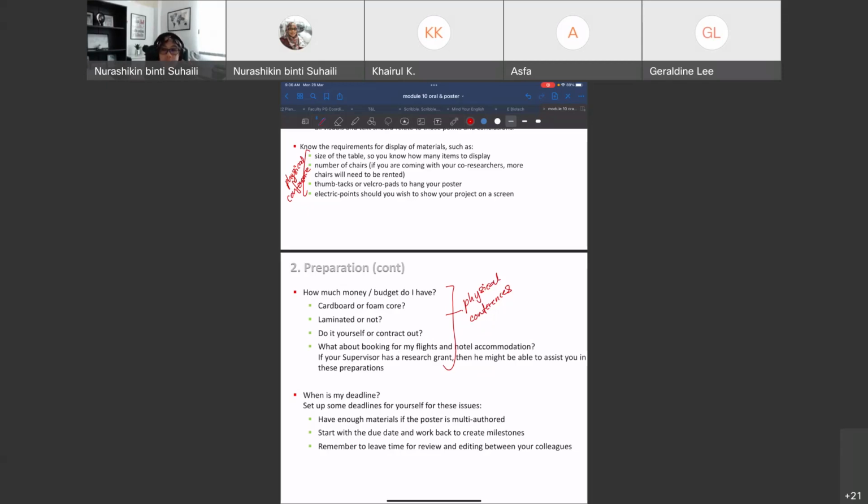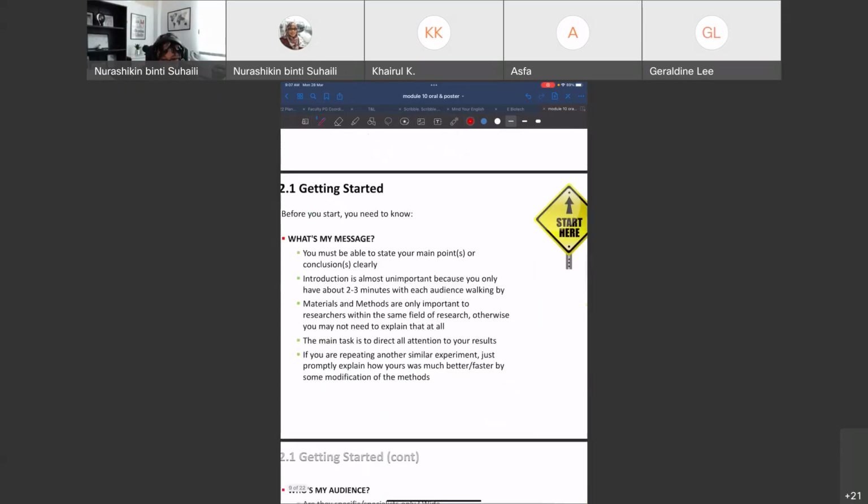Okay, and the posters are not printed. They are just flashed using presentation mode, like for example a slide presentation. Okay, the deadline is not that important.